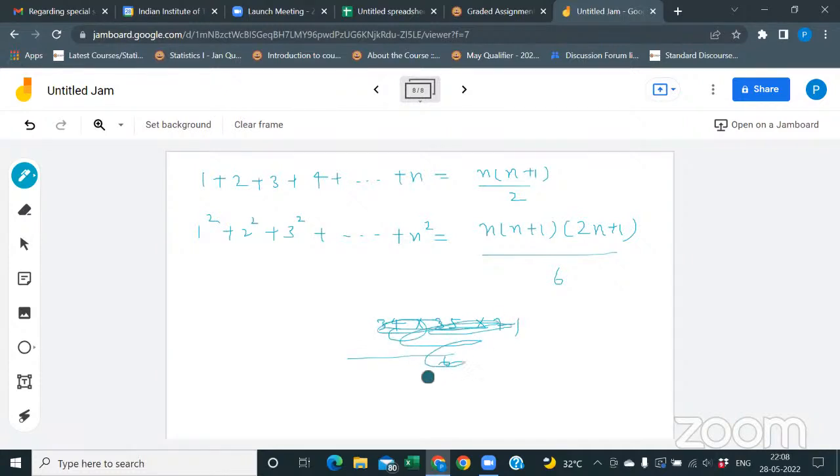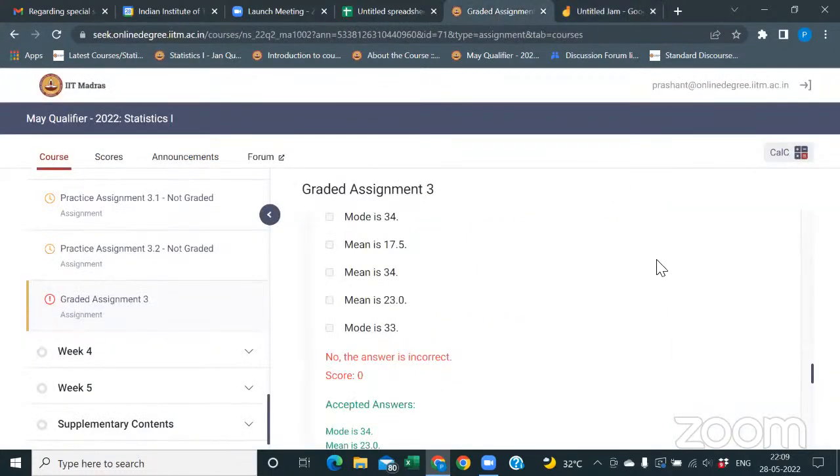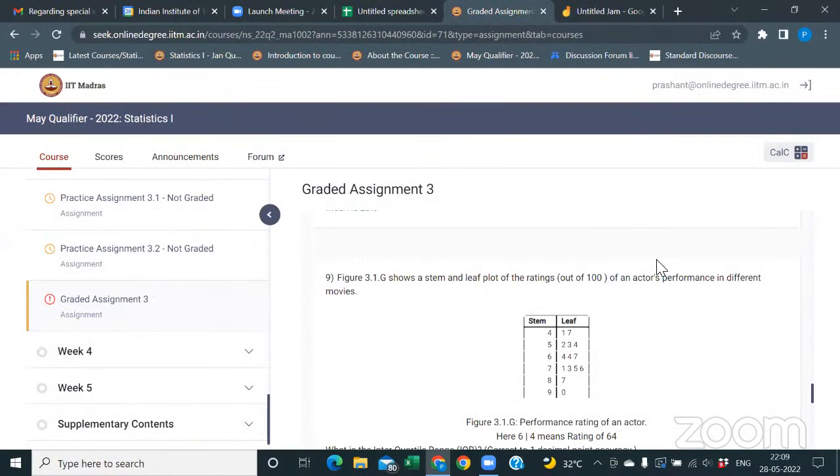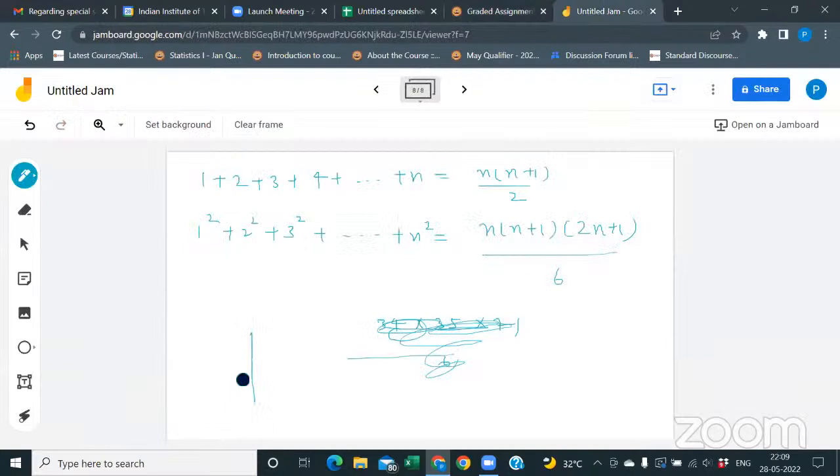Sir, in question number 9. Okay. I think you have a different one; everyone has a different data set. Okay, sir. In my data set, in the stem there was 7 written, but after 7 there was nothing written. In other cases there is 0 written or something. It was like this only.